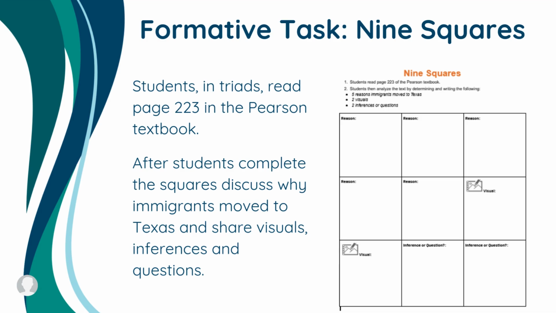The first formative task for this question is for you to group students into triads, or groups of 3, and they'll read a page in their textbook and fill out this 9 square graphic organizer. They'll record 5 reasons immigrants moved to Texas, 2 visuals, and 2 inferences or questions. And then you'll discuss why immigrants moved to Texas, share the visuals and inferences and questions, and students can then revise their 9 squares. You can also collect this as a formative assessment.